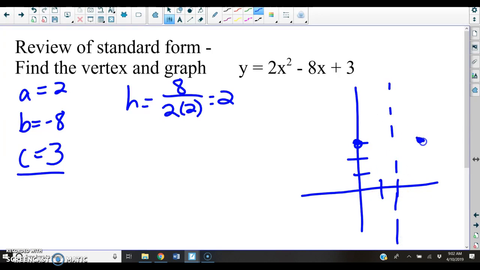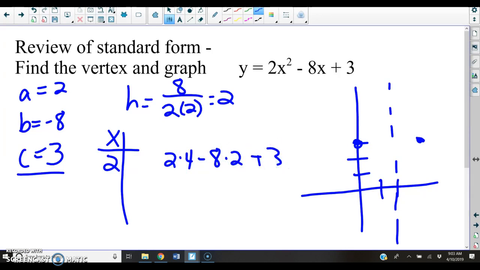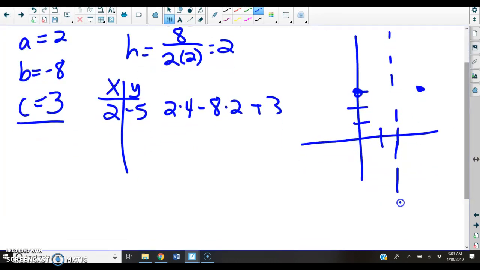So that means I have a point symmetrical to my y-intercept. Okay, so now I'm going to put 2 in for h, and that'd be 2 times 4, because 2 squared is 4, minus 8 times 2, plus 3. So 8 minus 16 is negative 8, plus 3 is negative 5. So there's my vertex. So over here, I'm going to go down a little bit. Okay, so 2, negative 5 is my vertex.